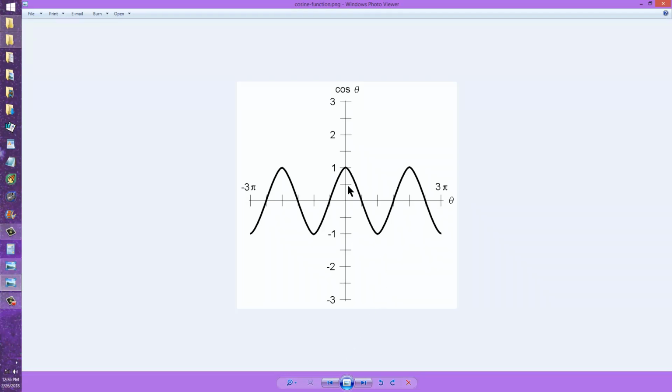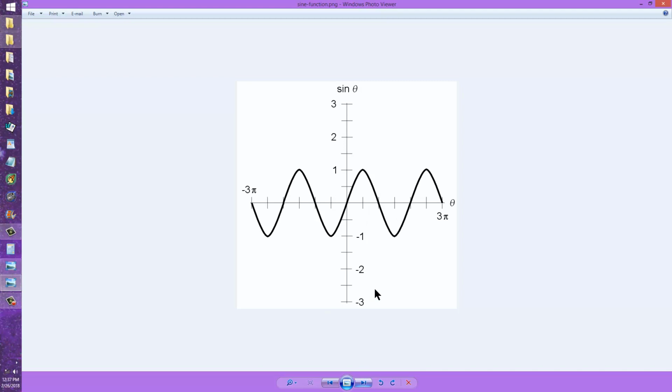Notice the peak values are 1 and minus 1. This is a straightforward sine function. The angle theta and the cosine of that angle, or the angle theta and the sine of that angle. The wave shapes are identical. A sine wave looks exactly like a cosine wave, but there's one important difference.